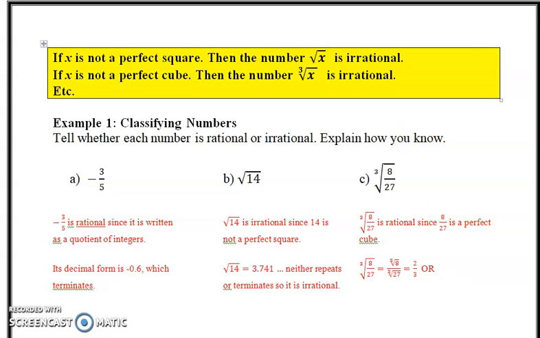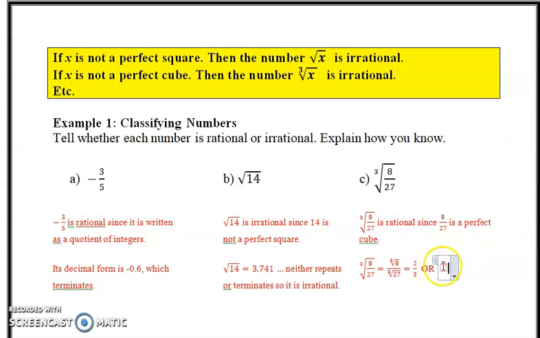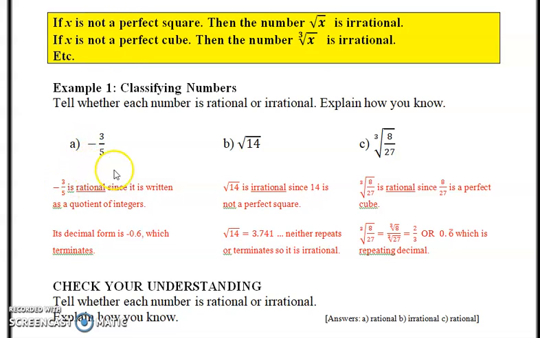or 0.6 repeated, which is a repeating decimal. So again, just a little summary. The first one was rational. It can be written as a quotient of integers, so basically a fraction where the numerator and denominator are both integers, which is the case. Or you can divide the two, get the decimal, it terminates, so therefore it's rational.